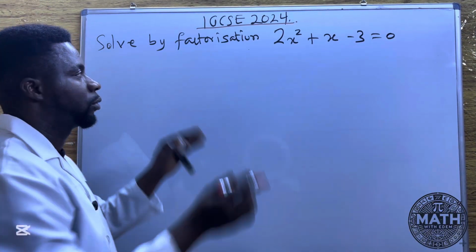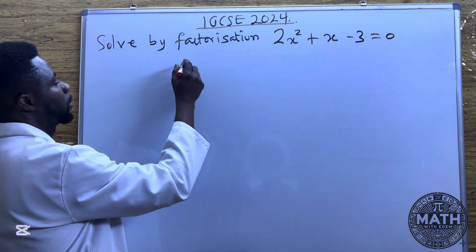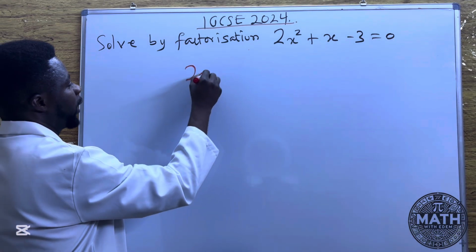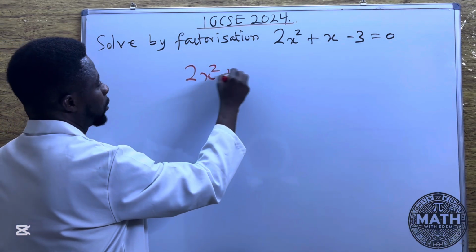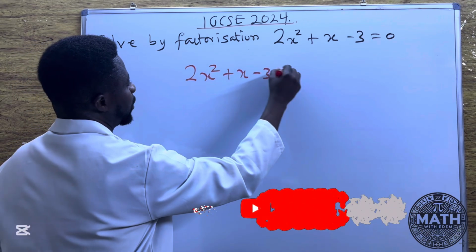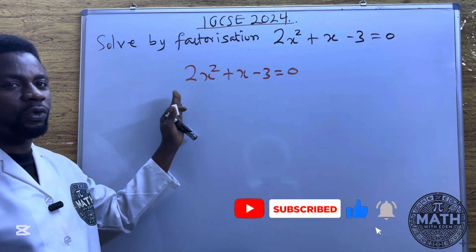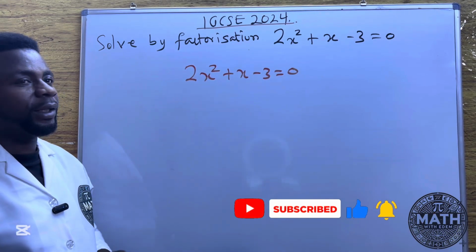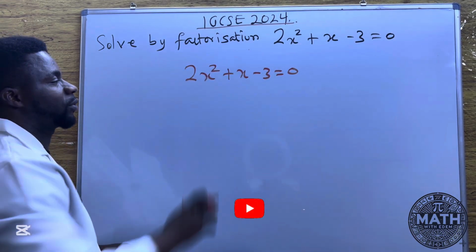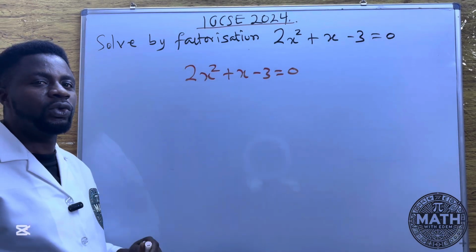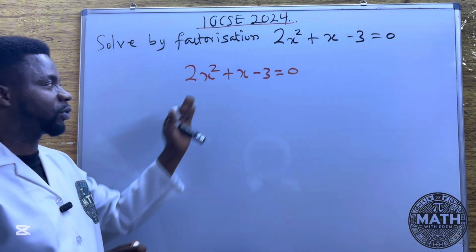So I'm going to copy the question again. We have 2x squared plus x minus 3 equals 0. This is a question from Quadratic Equation, and they said solve by factorization. So we are going to use the factorization method to solve this.